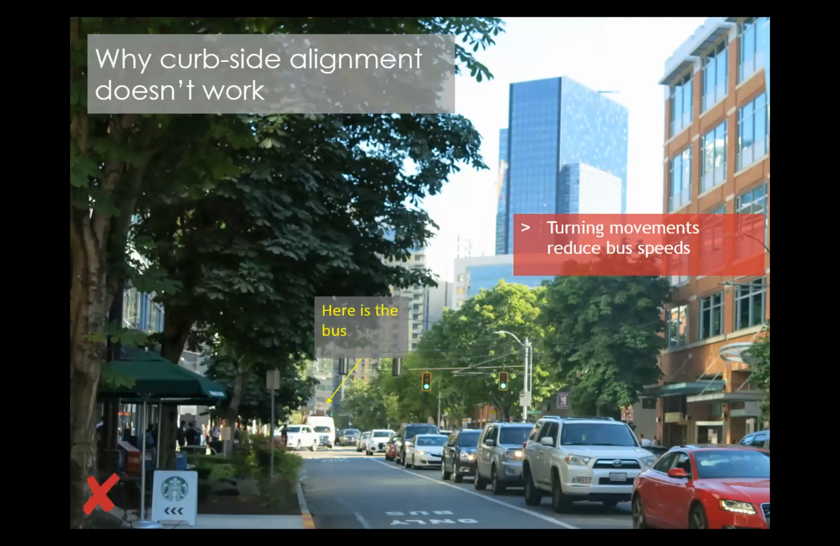So this is in Seattle where they have a bus lane. And in the very back behind that truck is the bus, but the bus is stuck there because the cars are turning right. So it has to wait for those cars to clear. Those cars have to wait for pedestrians to pass, but the bus lane is free and clear. So if the bus could actually get through that, it would be going really fast.